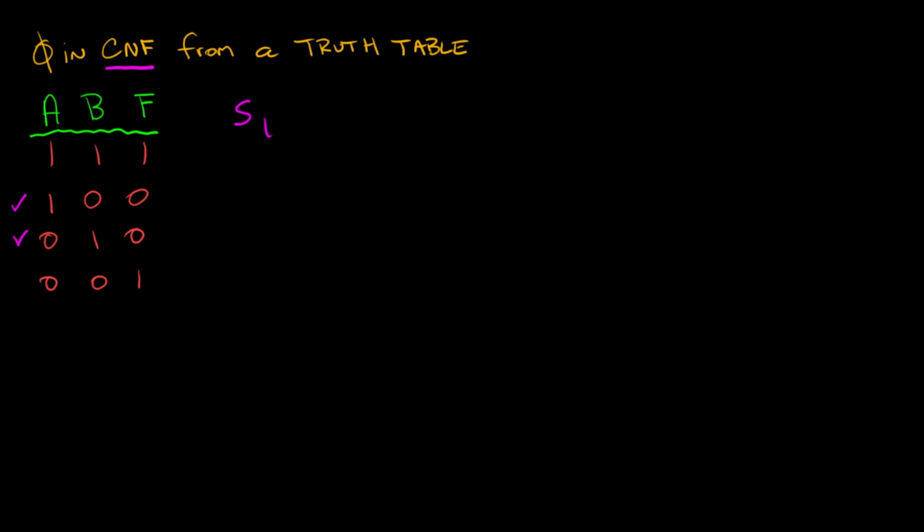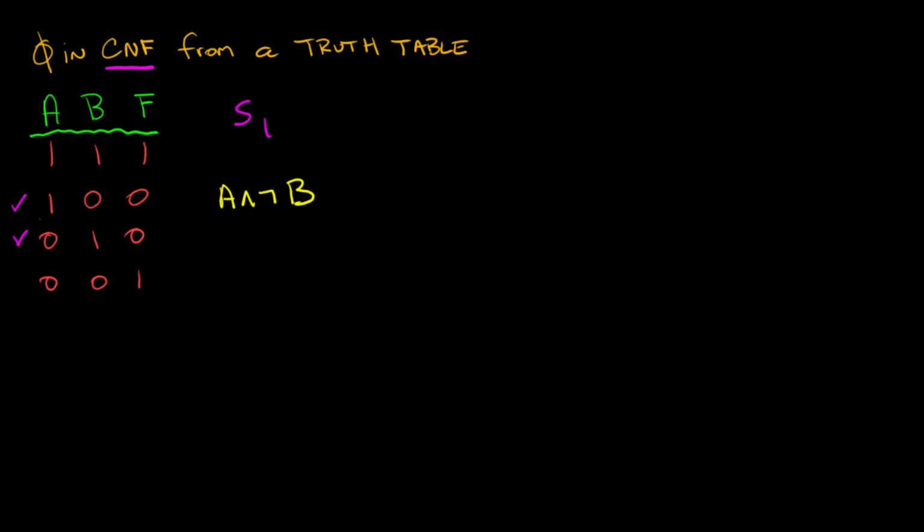For each row where the function outputs a value of false, we'll create a conjunction of literals. And that conjunction of literals will consist of the propositional letter A if the truth value assigned to A is true, and we'll write the negation of the propositional letter if the propositional letter is assigned a value of false.